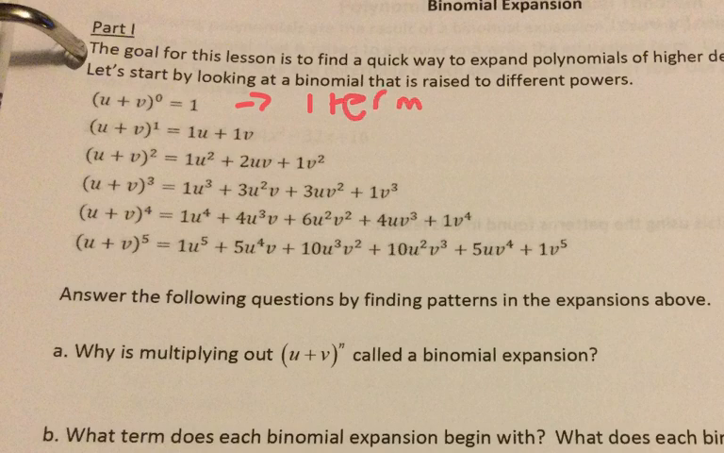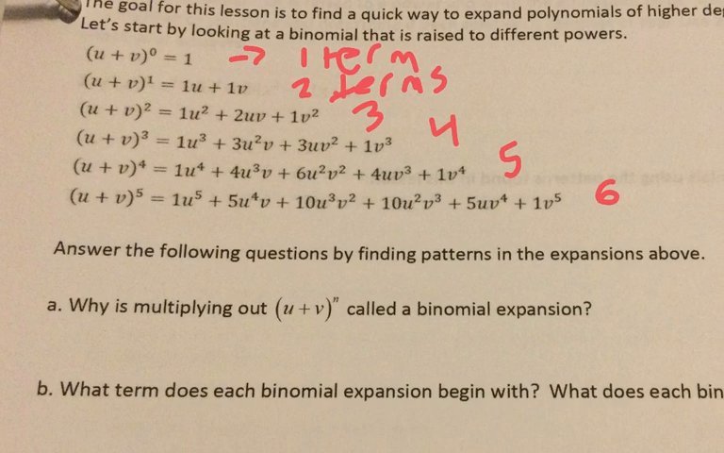All right, then if I had u plus v to the first, that's just 1u plus 1v, that has two terms. And we follow that through. This is 3 terms, 4, 5, and 6. All right, so answer the following questions about patterns in the expansion. So why is multiplying out u plus v raised to the nth a binomial expansion?